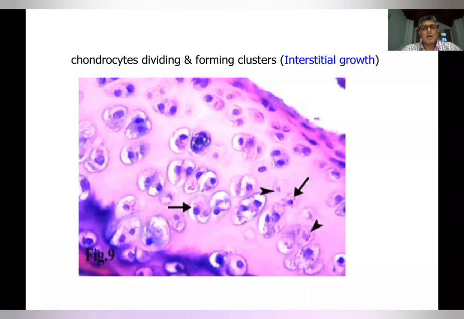Then this image is an example to show you the interstitial growth. You can see many clusters of chondrocytes within lacunar spaces here, which adds to this interstitial growth.